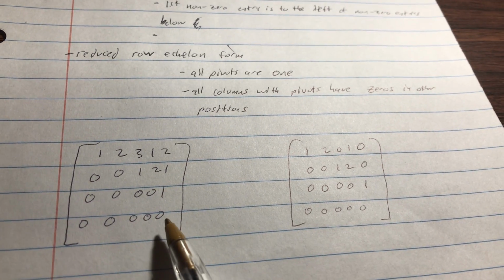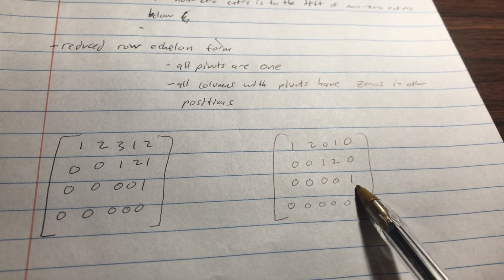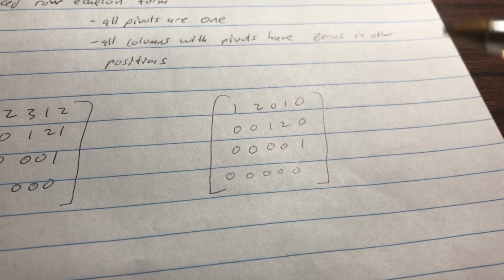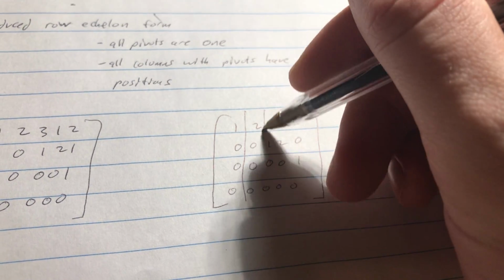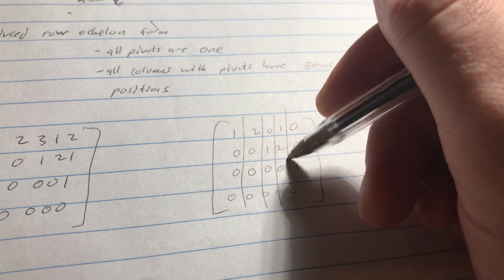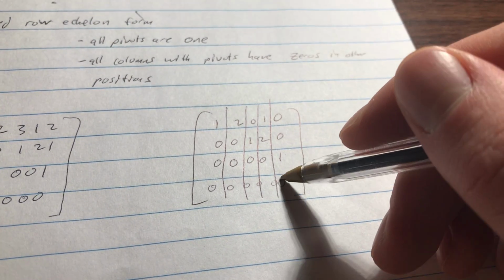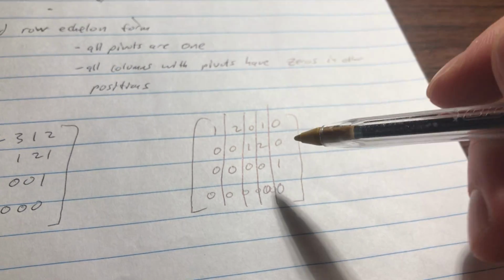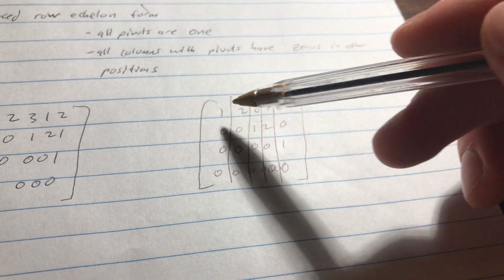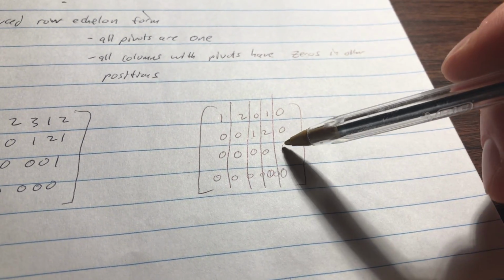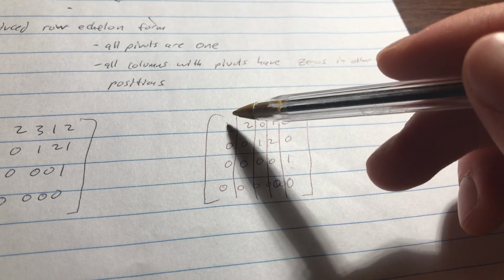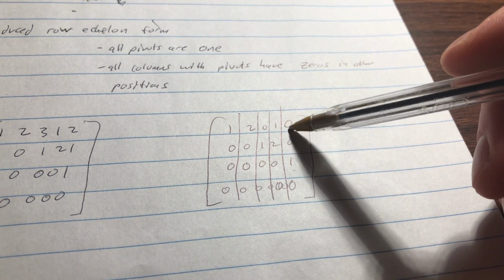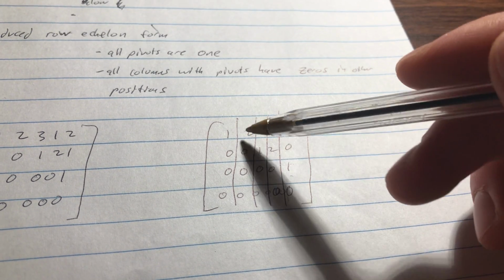Okay. Now, the reduced form of this looks like this, where notice in each of the rows where there's a pivot, oh, that zero is supposed to be over there. Yikes. Bad handwriting there. There's a pivot here, pivot here, pivot here. 1, 1, 1, 1. All pivots are 1. And there's zeros in all of here.